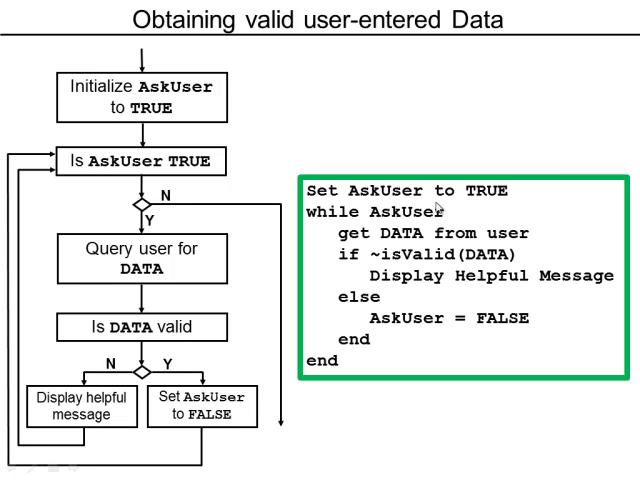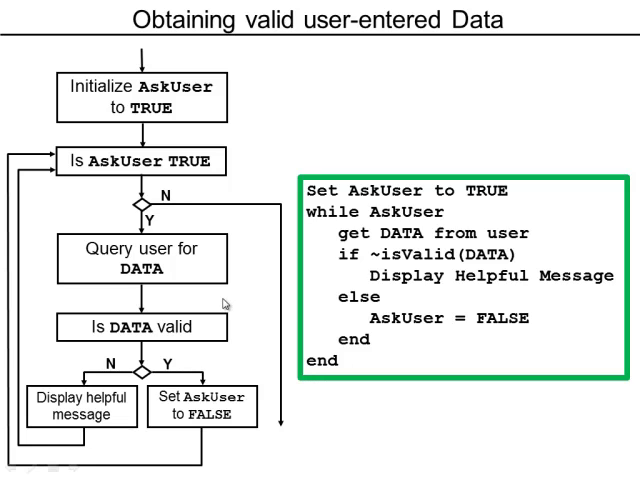Set askUser to true while askUser. So while that is true, get data from user. If it's not valid, display a helpful message. Otherwise, if it is valid, set askUser to false so that when we come back out of here, we automatically exit the while loop the next time around. This is an exact pseudocode of this picture.